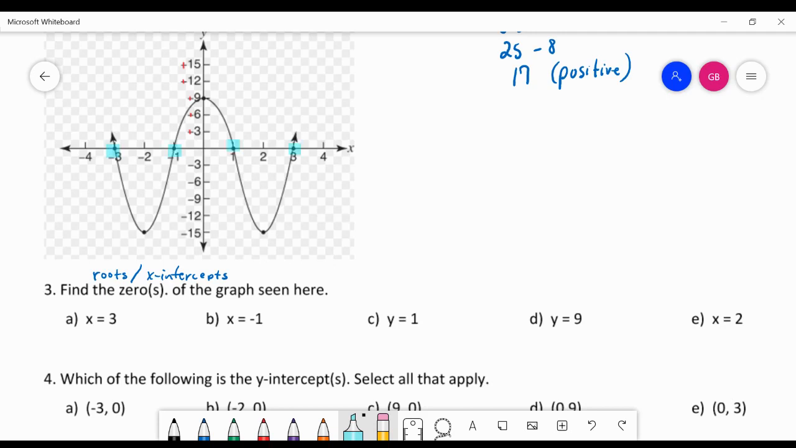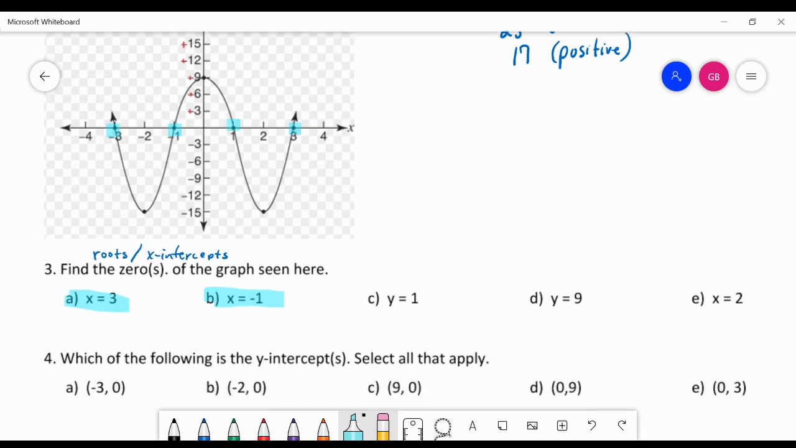But according to our choices, we could pick A, x equals 3. We could pick B, x equals -1. C and D are y equal, so you could definitely just ignore those. It's only where it crosses the x-axis. And x equals 2, no, it doesn't intercept there. So the answers here are A and B.